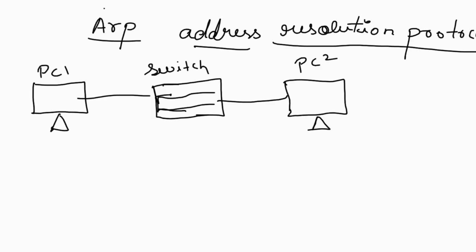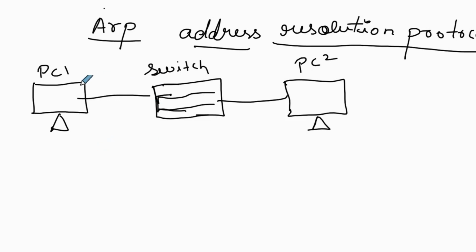Hello everybody. Today we're going to see about the ARP. So what is ARP? ARP is the Address Resolution Protocol. So how does ARP work in layer 2? We're going to see it deeply in this session.